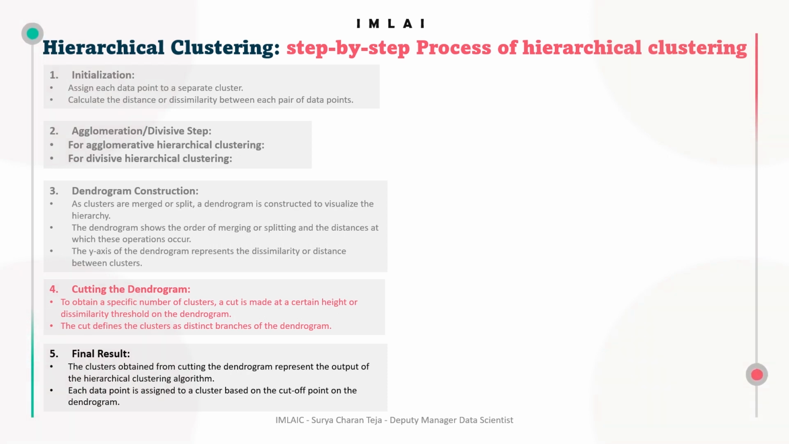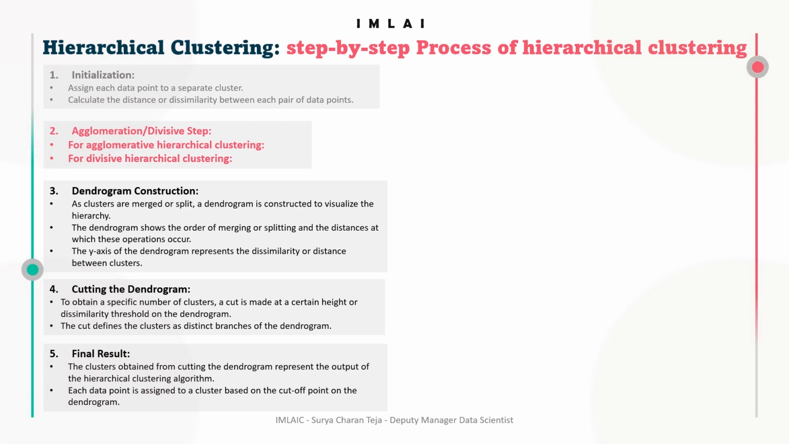So the next step is to merge the two closest clusters based on a distance metric, then update the dissimilarity matrix by computing the distance between the newly merged cluster and the remaining clusters. Repeat the above steps until all data points belong to a single cluster.